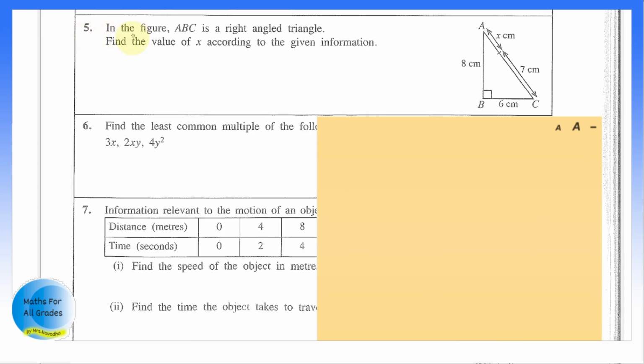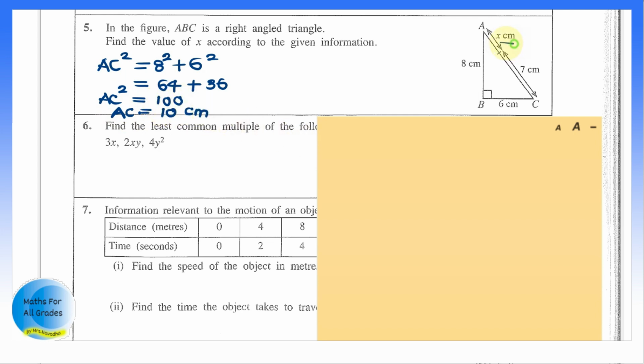Question number 5. In the figure, ABC is a right angle triangle. Find the value of x according to the given information. Now this is a right angle triangle, so we can use Pythagoras theorem. AC squared equals 8 squared plus 6 squared. 8 times 8, 64. 6 times 6, 36. Total is 100. So we know AC squared is 100. Then AC equals square root of 100, which is 10 centimeters.